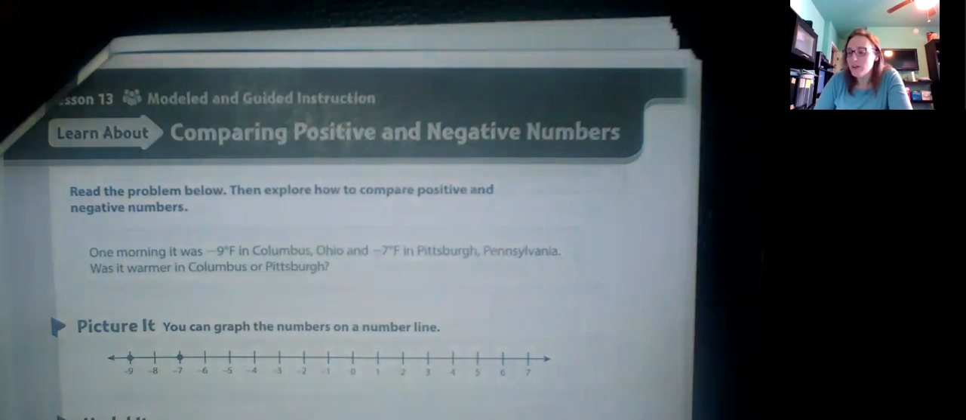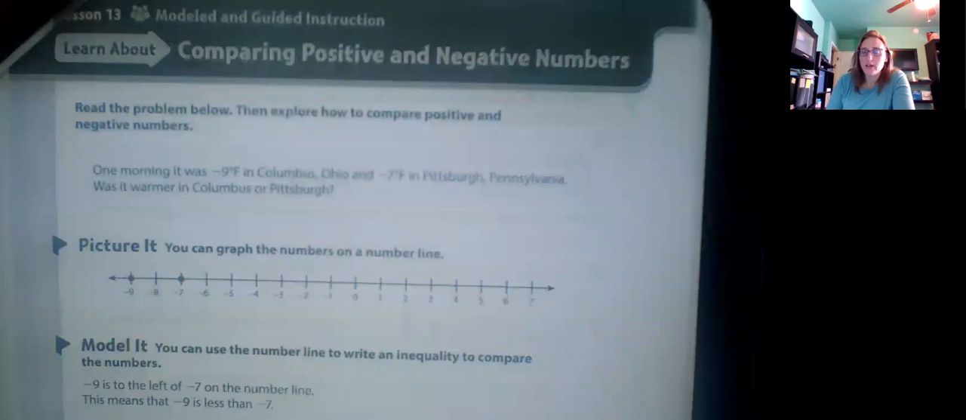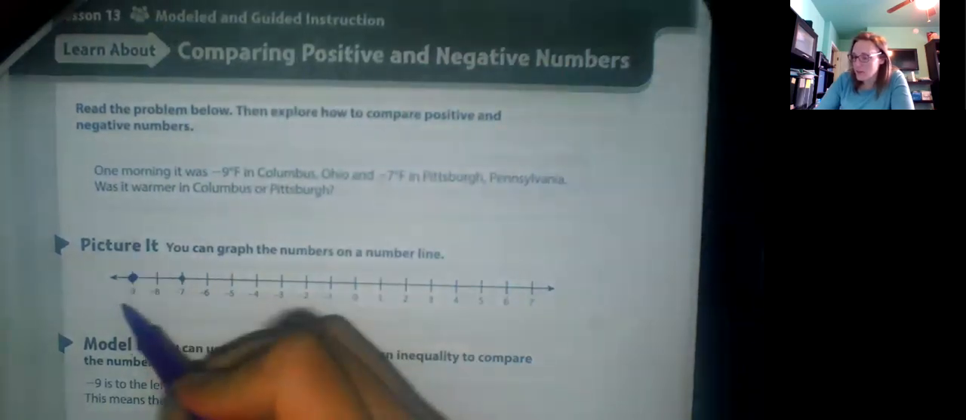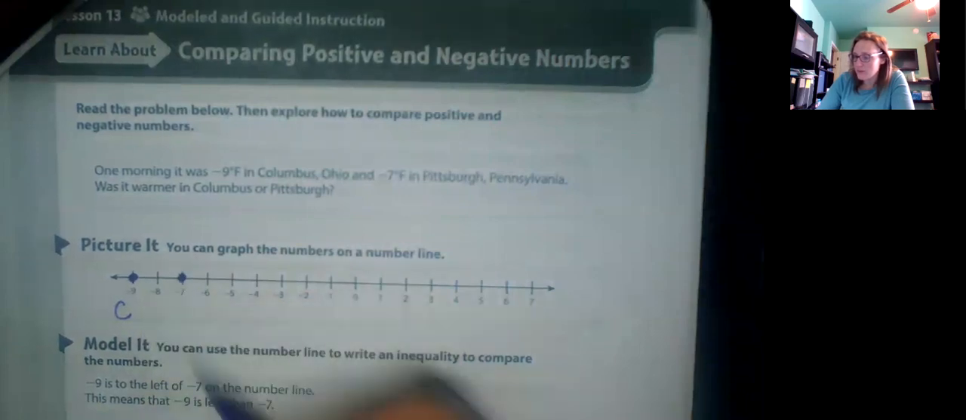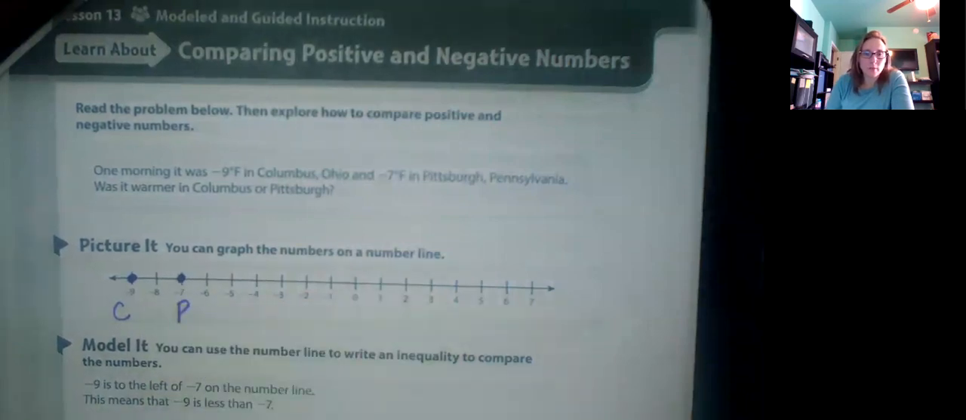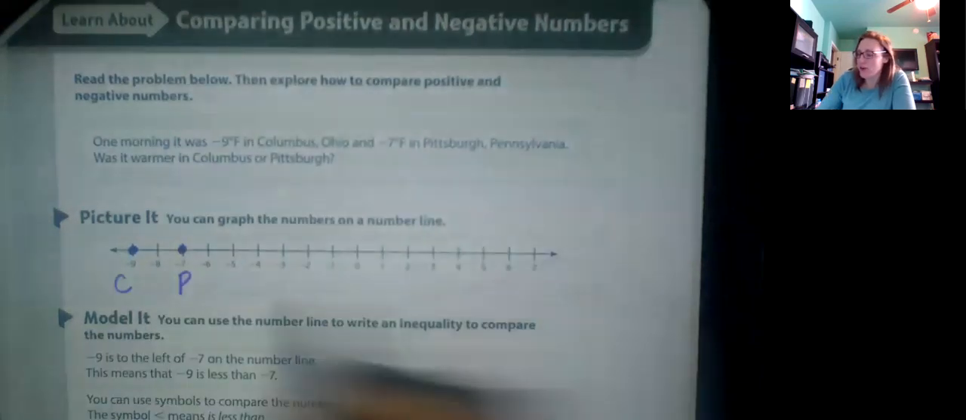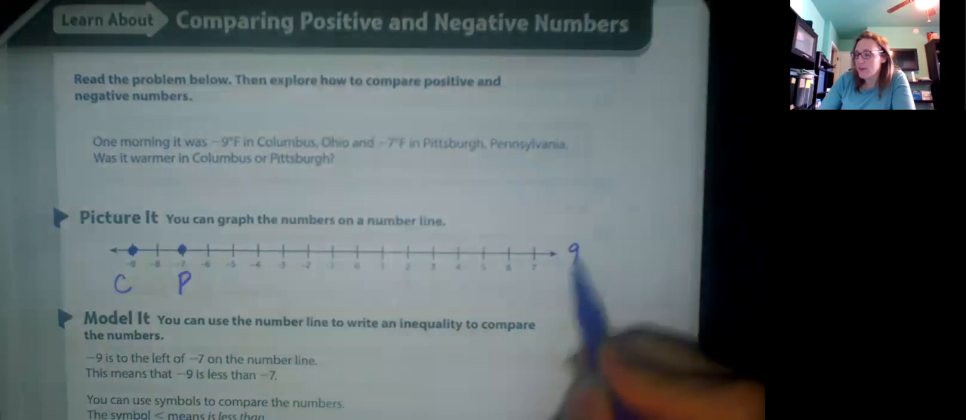All right, so one morning it was -9 degrees Fahrenheit in Columbus, Ohio, and -7 degrees in Pittsburgh, Pennsylvania. Was it warmer in Columbus or Pittsburgh? So you can see they've graphed on the number line our -9, which was Columbus, and our -7, which was Pittsburgh, okay? Now remember in the last video we talked about the farther you are to the right, that means you're greater or bigger.